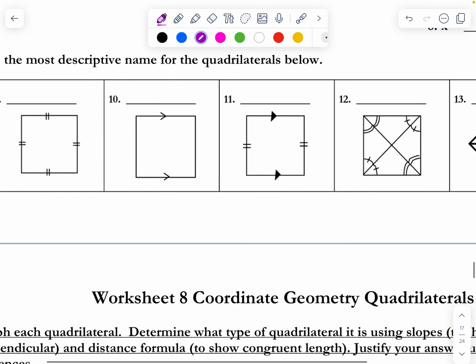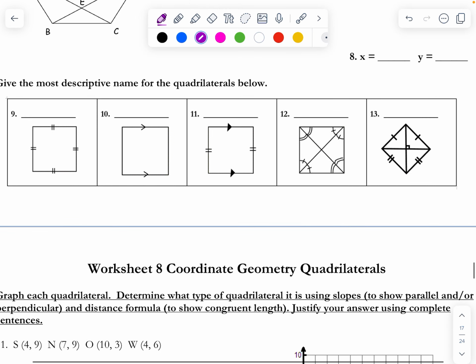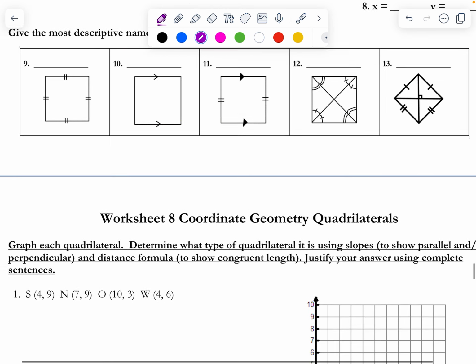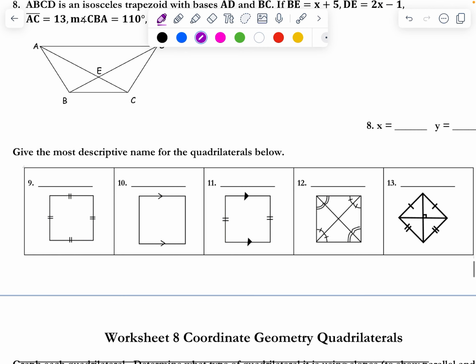Let's take a look now down here. And then this is all I'm going to do for this worksheet. And then I'm going to go ahead and do another video for some of worksheet 8.